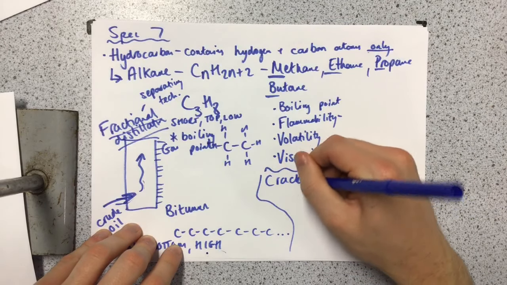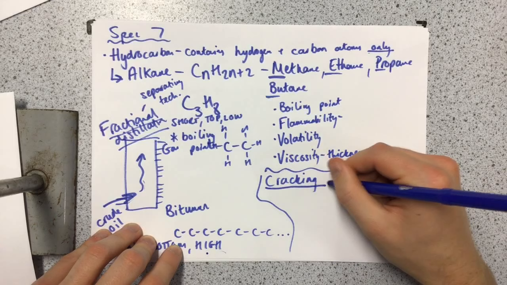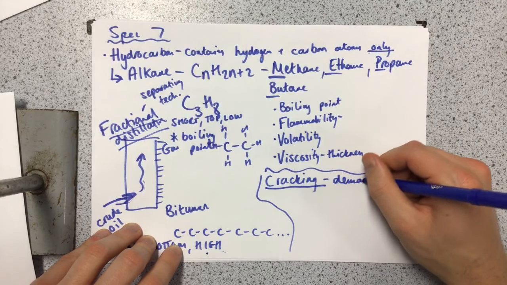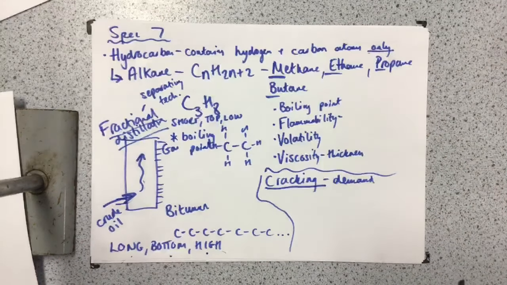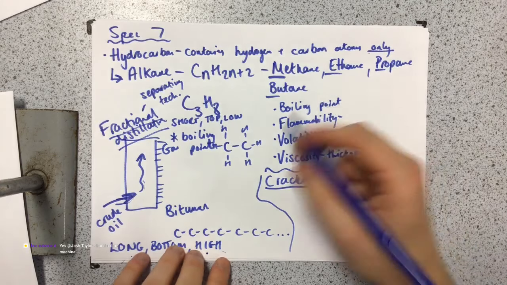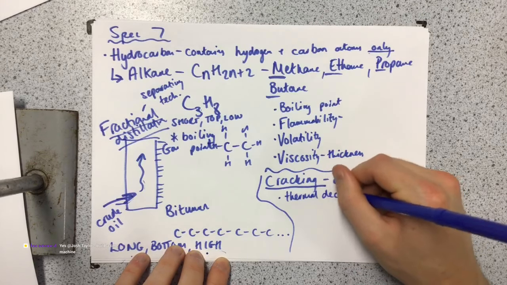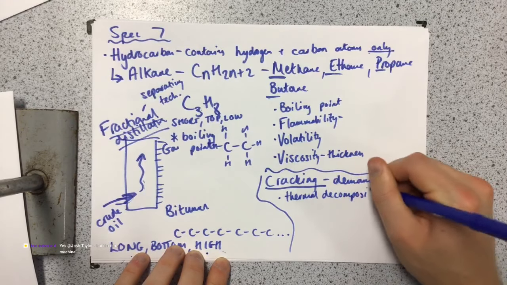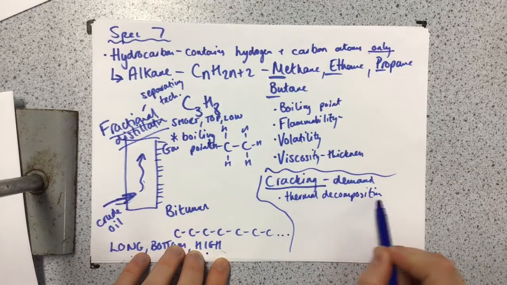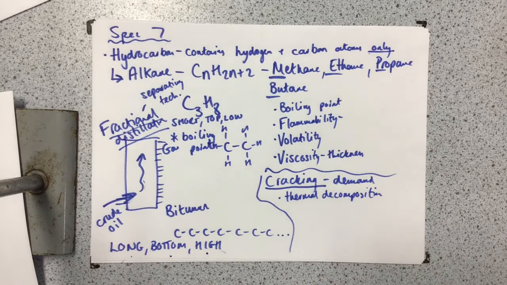We've got cracking. Now the reason we do cracking is all to do with demand. We don't need as much bitumen as we need petrol, as we all know, with loads of cars knocking about. So we need quite a lot of petrol, we need some of the shorter chains, but we're producing more of the longer chains that we don't necessarily have a high demand for. So what we will do is perform this process called cracking. Now this is thermal decomposition. What that means is we're breaking something down, it decomposes via heat.